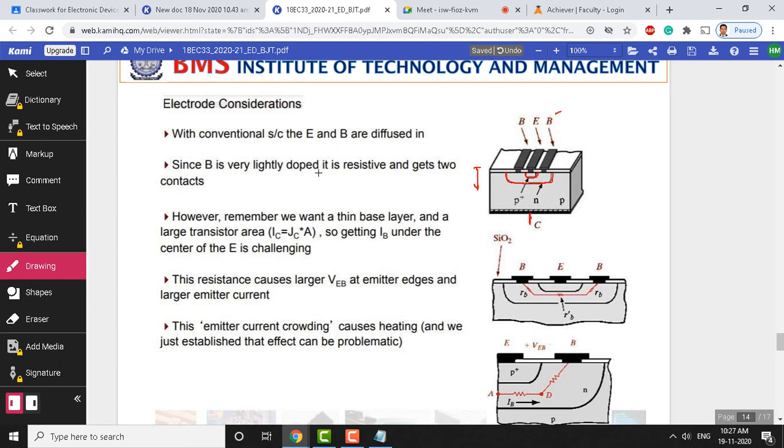Since the base is very lightly doped and it is resistive, because you can see that this entire base material has two electrodes connected to the entire diffused base region here. There are two contacts, one at this side and the other at this side. These are two base contacts. Because of the thin base layer, a lot of resistance comes into play within this base region, and the current has to move through it, because any semiconductor, either N type or P type, is equivalent to a resistance.